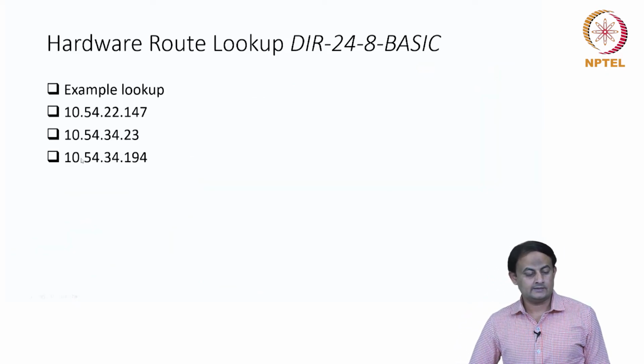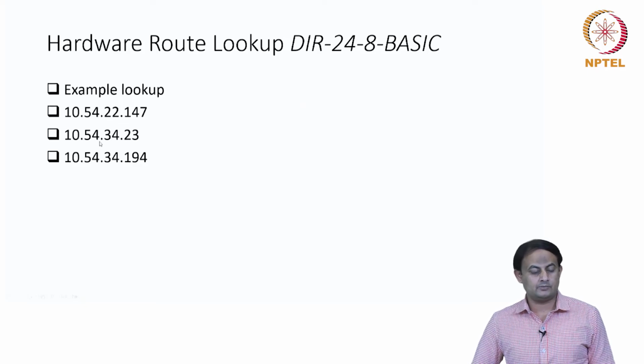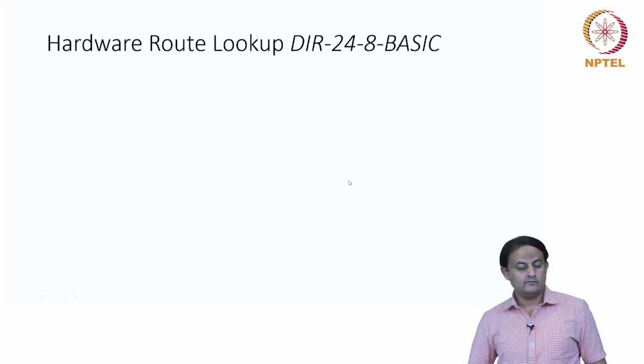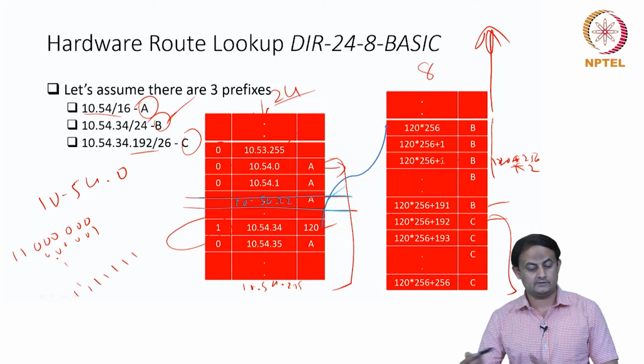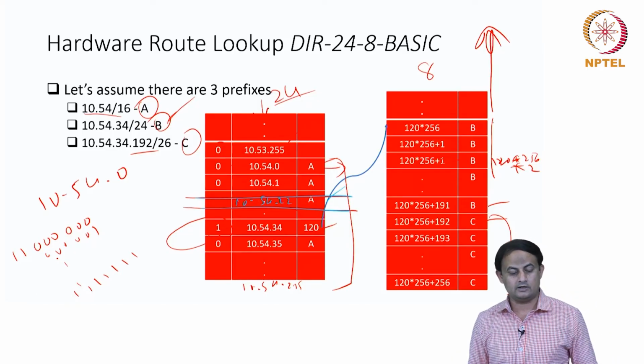Similarly, the second entry, 10.54.34.23, is surely falling under the second case, and we need to examine further whether it is going into the third range or not.